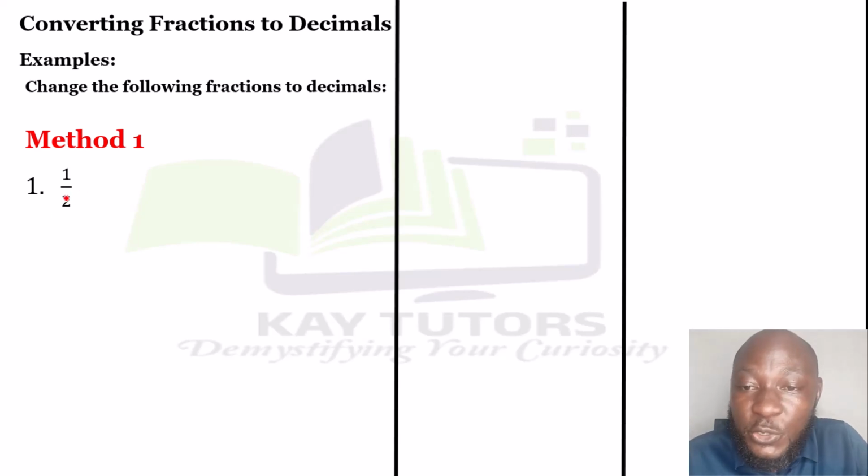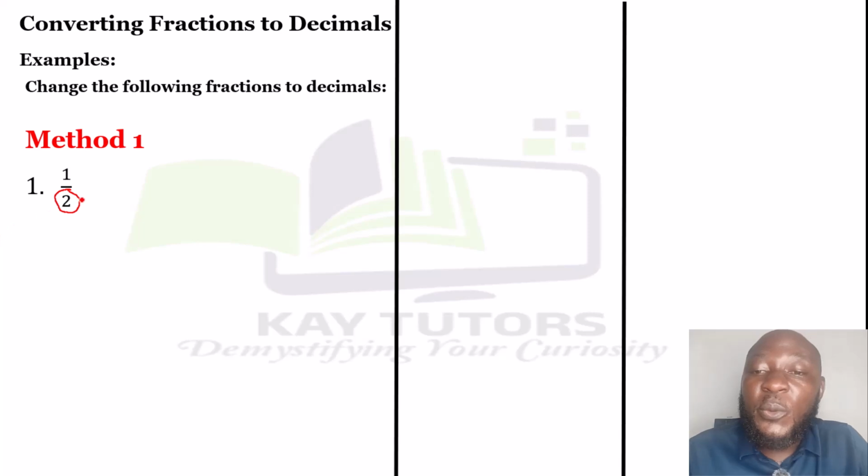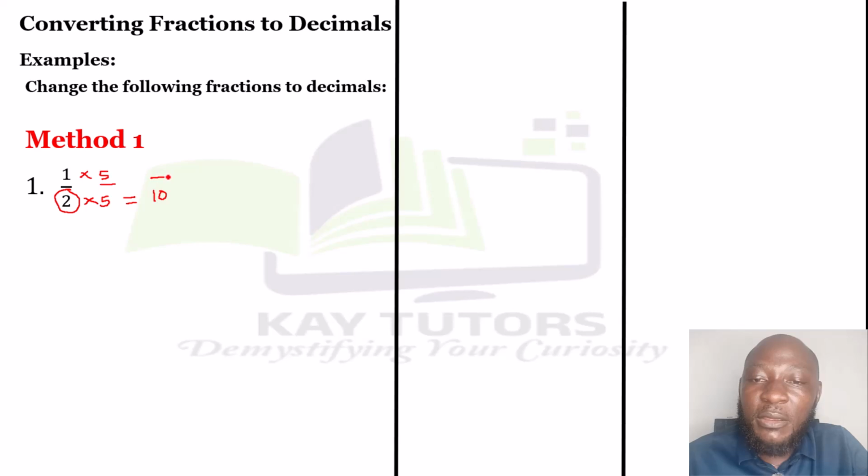Now, you look at these 2. The denominator 2. We're going to look for the equivalent fraction that will give us 10. So if I multiply 2 by 5, will I get 10? Yes, I'll get 10. And whatever I do to the denominator, I must do to the numerator. So I will also multiply 1 times 5, and that will give me 5.